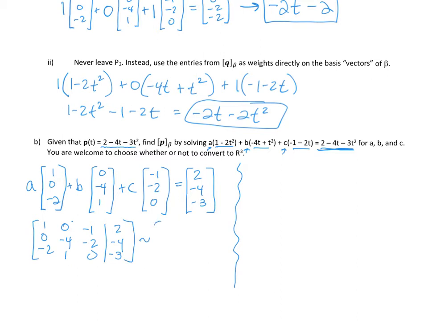Okay, so we row reduce this, and we're going to get 1, 0, 0, 0, 1, 0, 0, 0, 1. Just doing this with technology. I'm not row reducing in my head. 2, 1, 0. So these are the weights. This says A equals 2, B equals 1, and C equals 0.